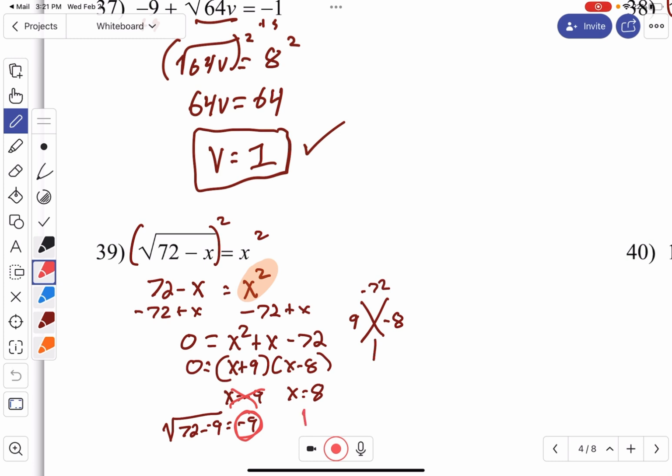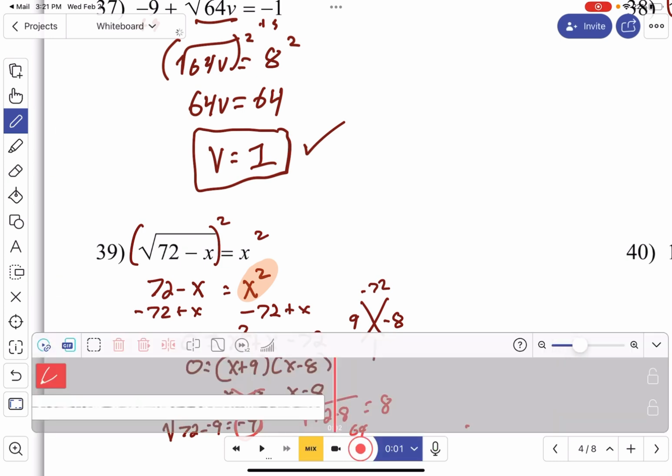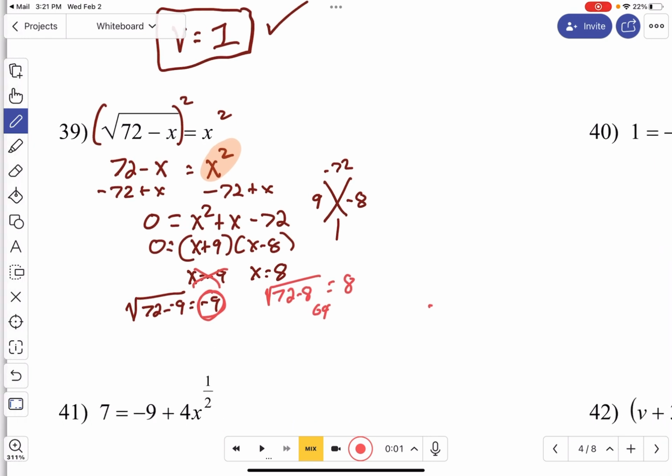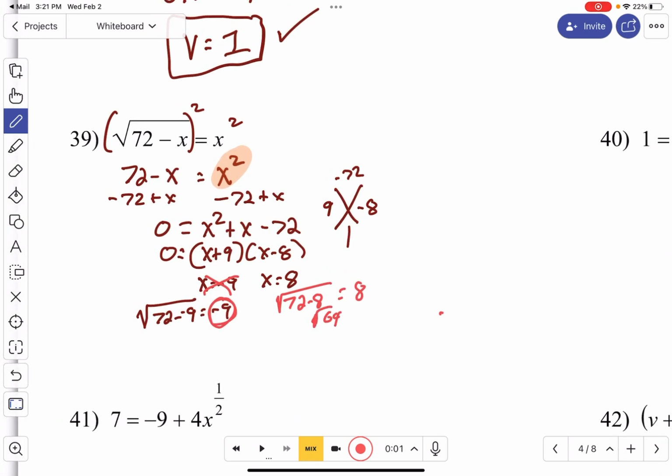Plug in 8. 72 minus 8 is equal to 8. Well, that's 64. Square root of 6... Sorry about this. I don't know why it's doing this, but I do know why, it's too low. Square root of 64 equals 8. That checks out. So there's your solution. And you're done.